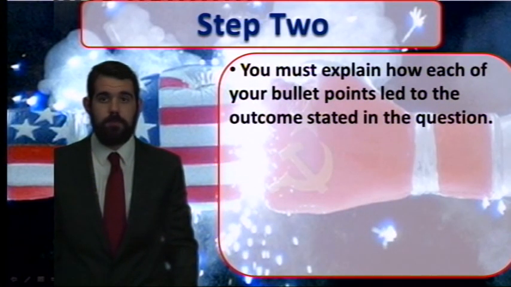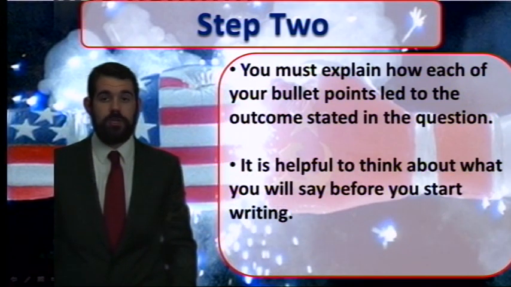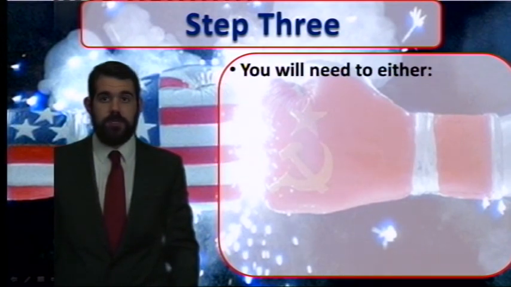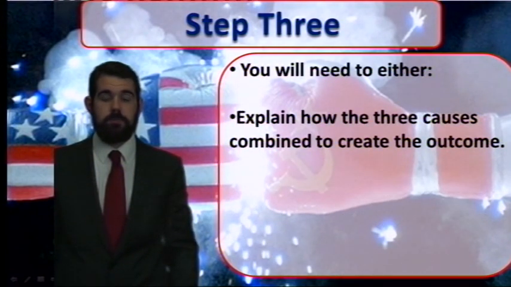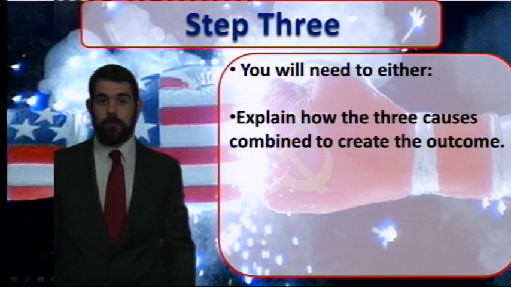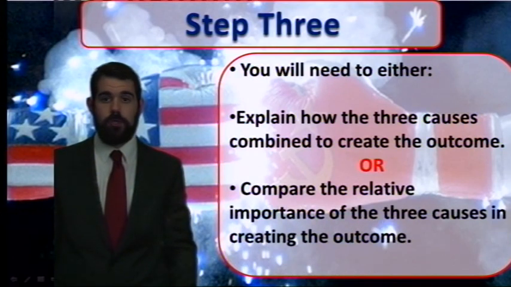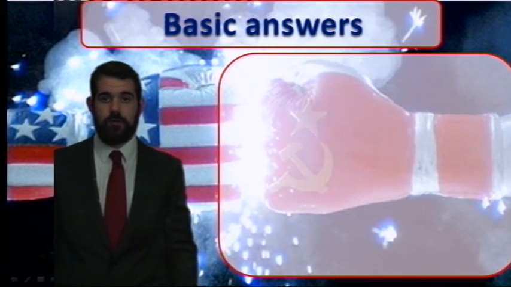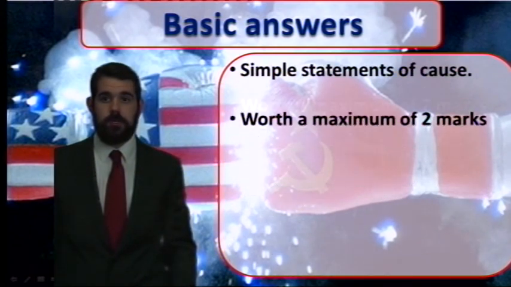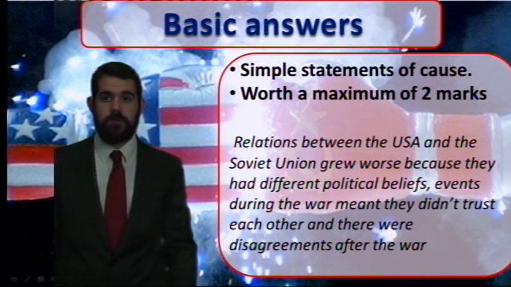Second step, explain how each of those bullet points led to the outcome, in this case, worsening relations. Helpful to think about that before you start. Step 3, you either need to explain how they combine to create the worsened relations, or you need to compare the importance of them. So basic answers look like this, and they're worth a maximum of 2 marks.